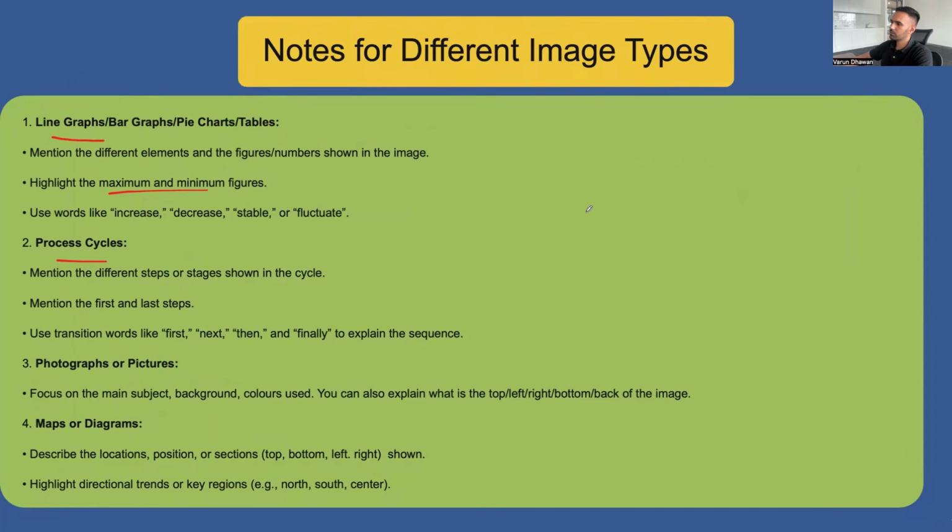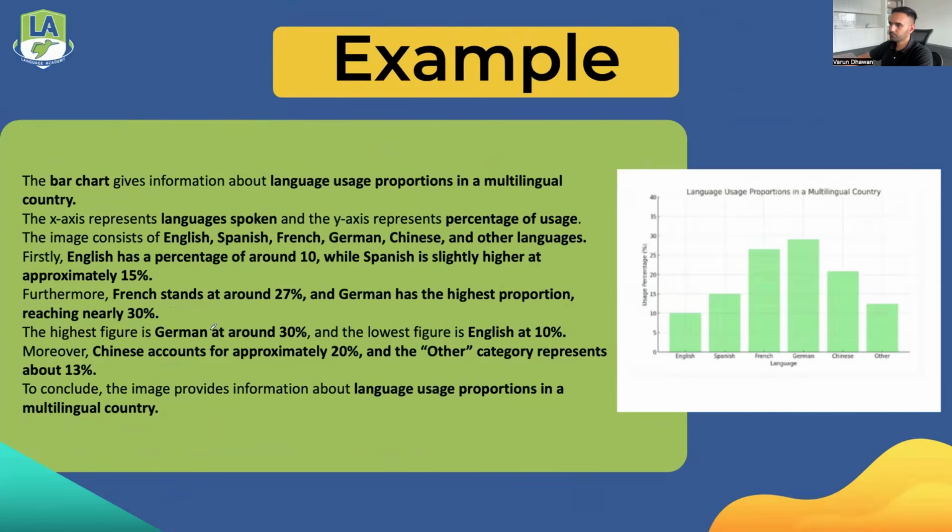In photograph, let's say you have been given a random photograph, you can mention what's in the middle, what's in the background, what's on the top, what's at the bottom, what's on the right, what's on the left. Maps and diagrams, you can mention north, south, top, bottom, left. So you can mention the directions and locations over here.